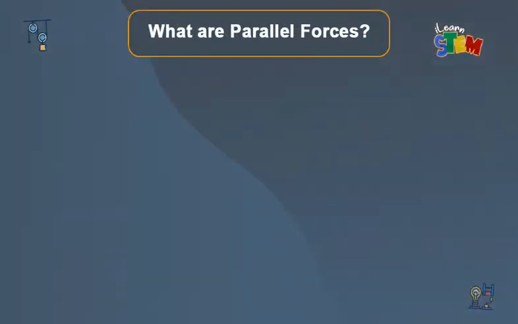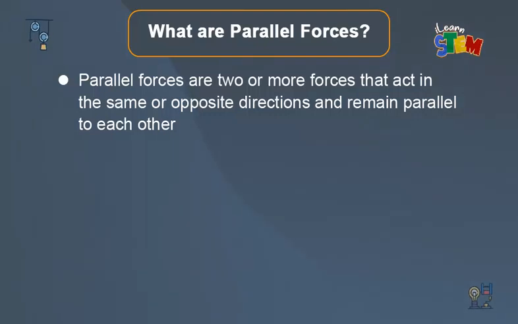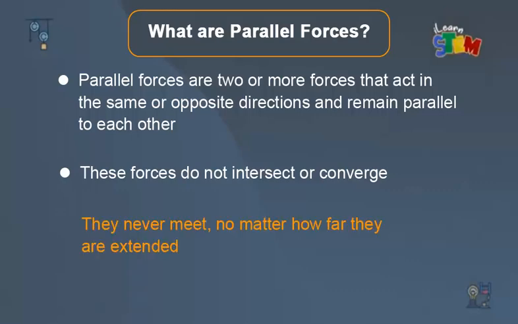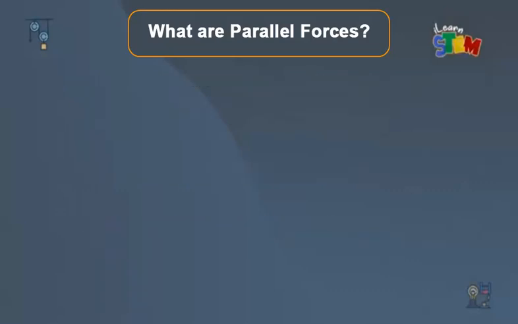Just as we have defined what forces are in our previous lesson, parallel forces are two or more forces that act in the same or opposite directions and remain parallel to each other. These forces do not intersect or converge. This means that the lines of action of parallel forces remain equally spaced and will never cross each other. They never meet, no matter how far they are extended.